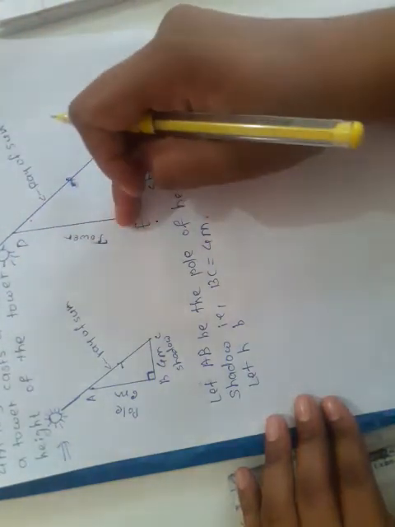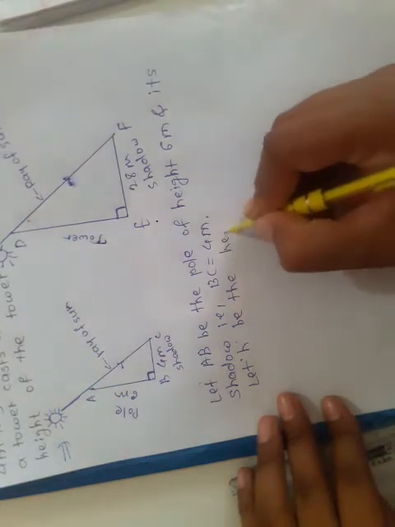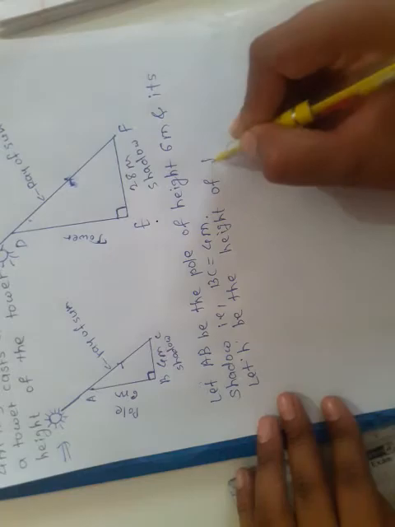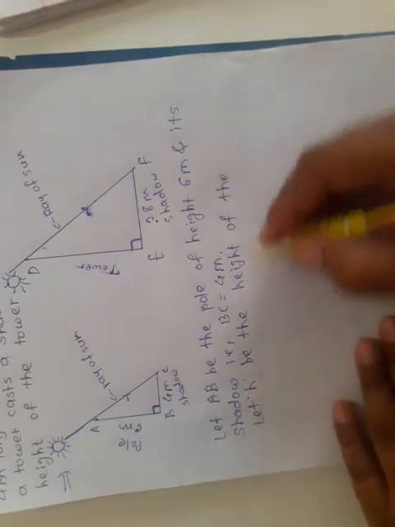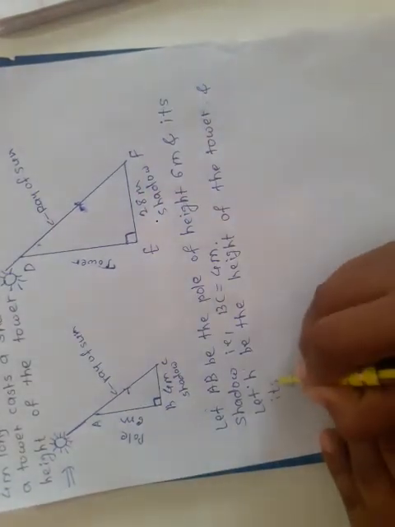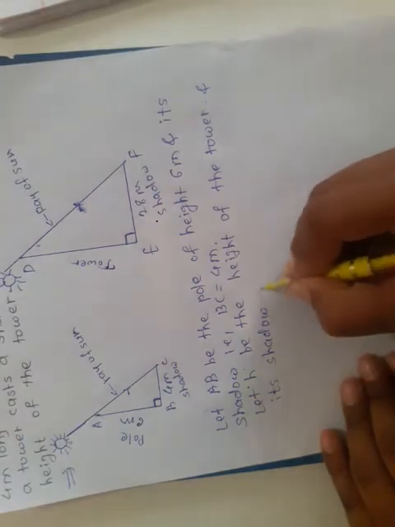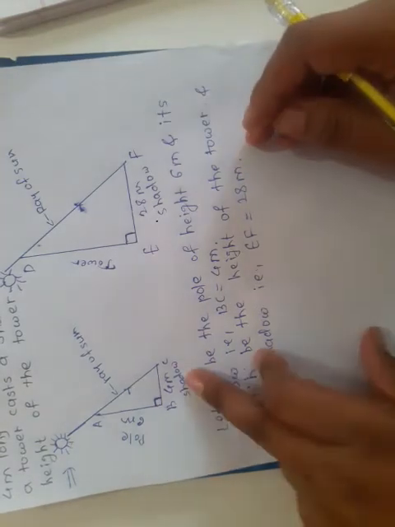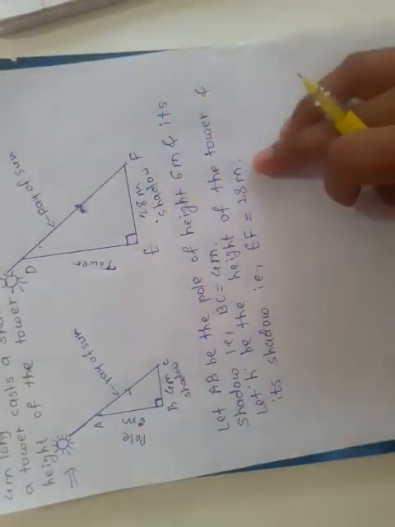Again, let H be the height. See, this D is not known to us, so we can suppose it as H. So let H be the height of the tower, and its shadow, that means EF, is equal to 28 meter. So BC is 4 meter, AB is 6 meter, EF is 28 meter, and this DE means our H.